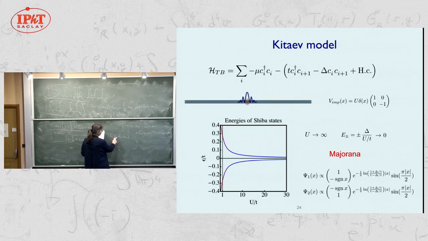Remember that this Green's function in real space depends only on the difference between R1 and R2 when the system is translation invariant. But here it's going to depend on the full thing. The unperturbed thing depends only on the difference between R1 and R2 because of the spatial invariance. But now it's going to depend on R1 and R2 separately.